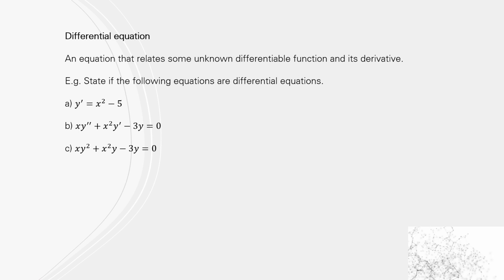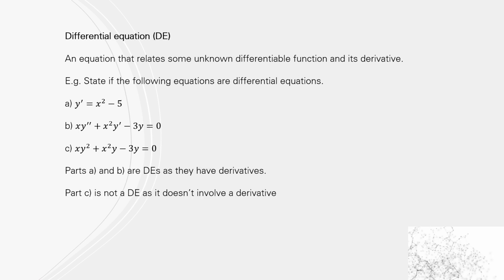So these are our three examples. We're just going to state if they are differential equations. The definition that it's got to have a derivative means that part A and B are differential equations as they have derivatives represented, whether it's first or second derivative, even third derivative. And part C is not, as it doesn't involve a derivative at any point.